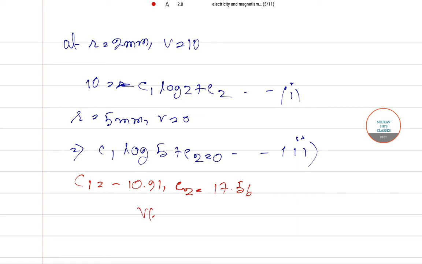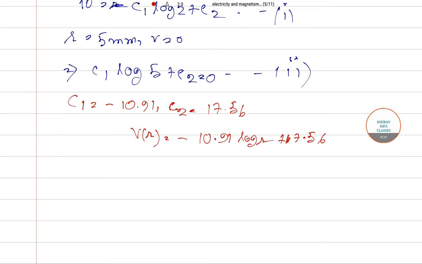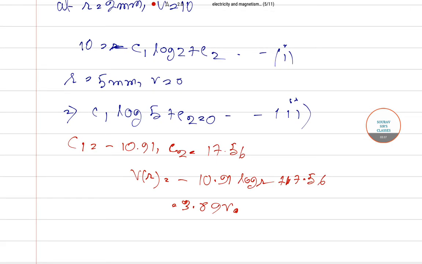So V(R) is equal to minus 10.91 log R plus 17.56, where this is C1 and this is C2. So V(R) equals C1 log R plus C2, which gives 3.89 volt.